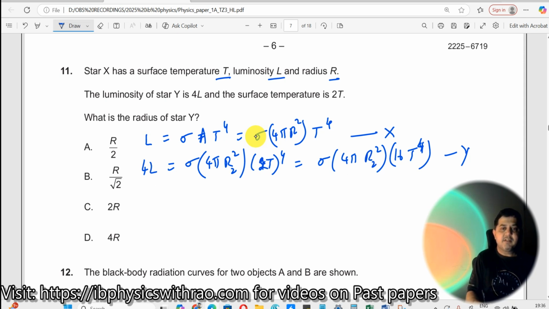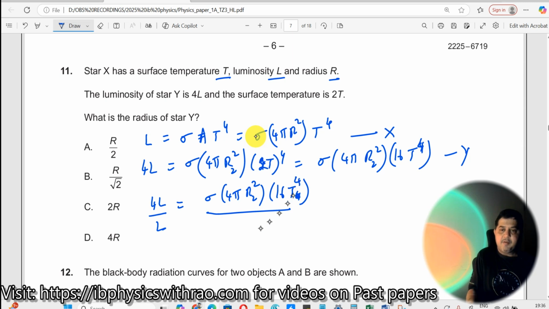I'll divide one equation by the other. How do I divide it? I take 4L first, 4L by L. Corresponding to 4L, I'll write sigma into 4 pi into R2 square into 16 into T to the power 4, divided by sigma into 4 pi into R square into T to the power 4. Sigma goes away, L goes away, 4 pi goes away, and T to the power 4 goes away.